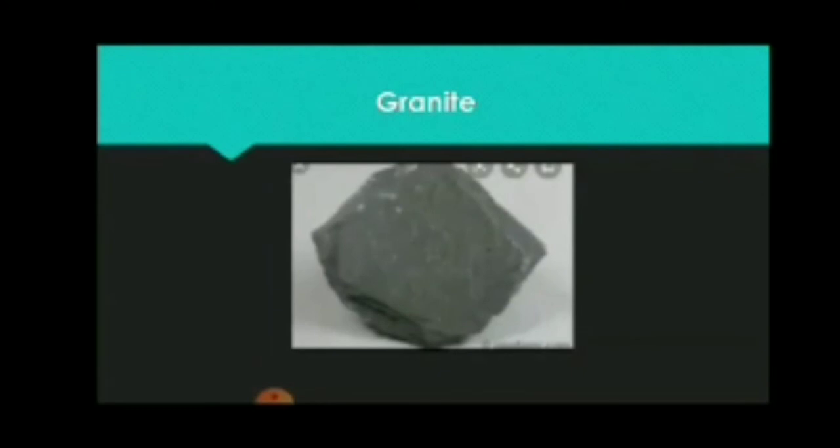So we have read about the uses of rocks, like cement.